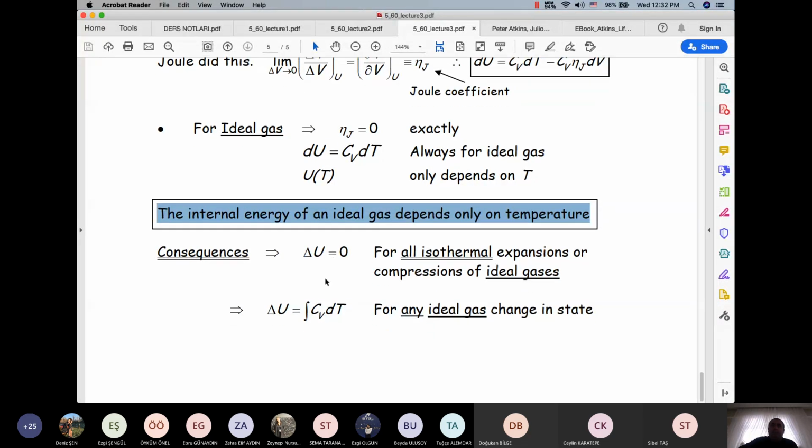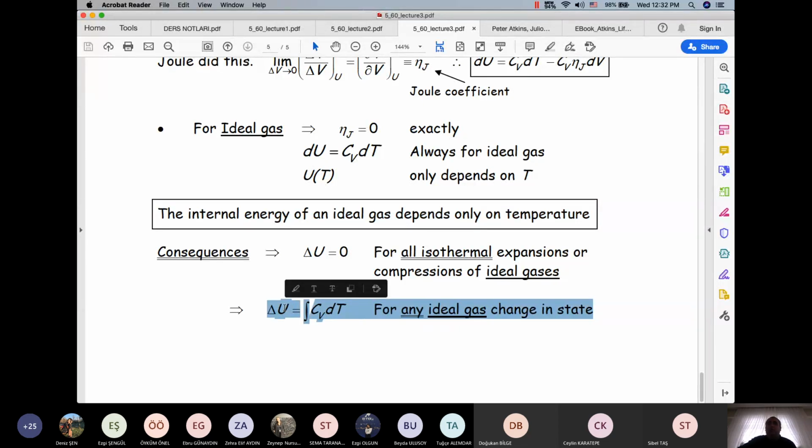Evet. Ve enerji izotermal bir olay değilse, enerji değişimini de ideal gazlar için sadece sıcaklığın fonksiyonu olduğu için şu formülü kullanarak hesaplayabiliyorum. Var mı sorusu olan?